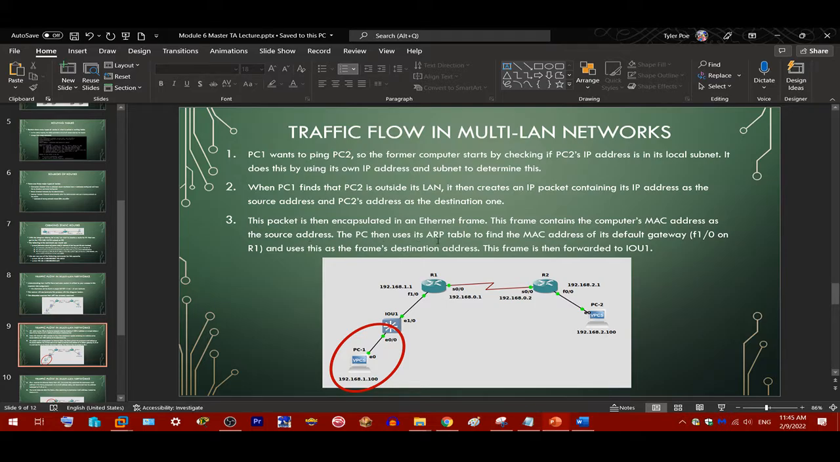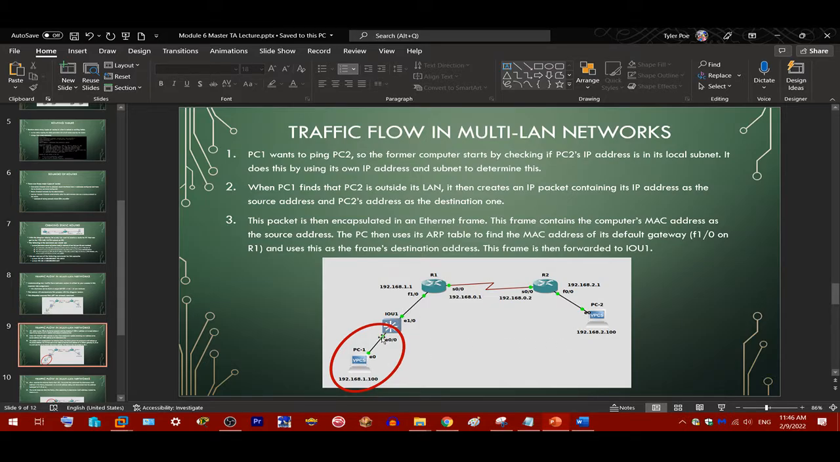The PC then uses its ARP table to find the MAC address of its default gateway, which is F1/0 on router 1, and then uses this as the frame's destination address. This frame is then forwarded to IOU1. So notice that the destination MAC address is not PC2's.